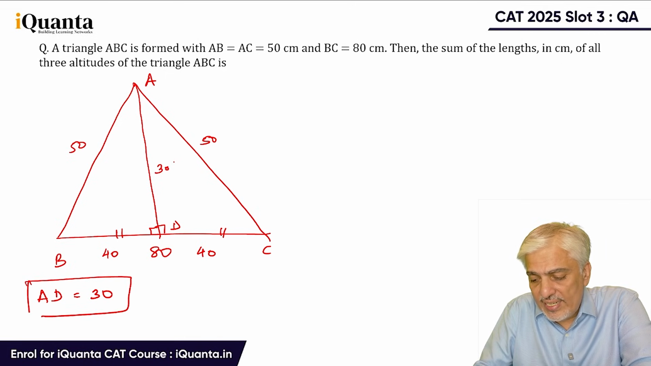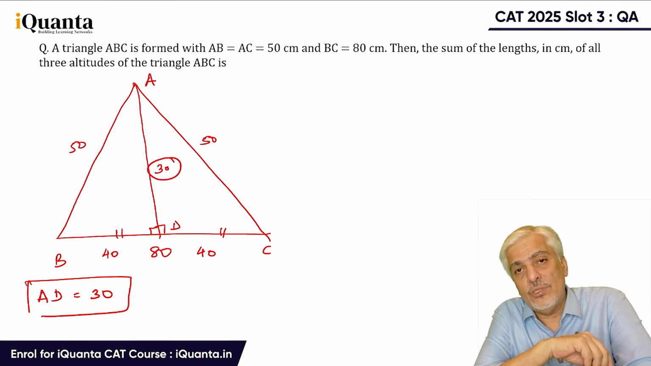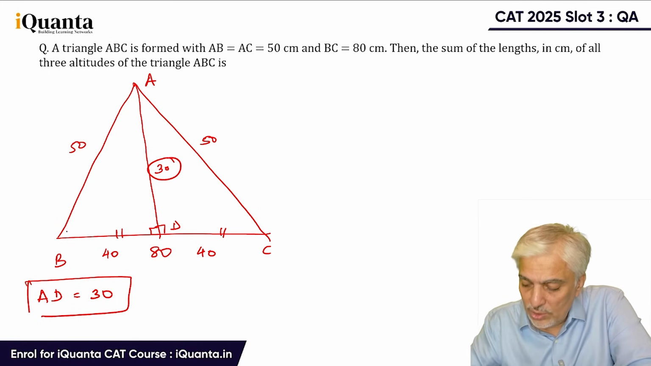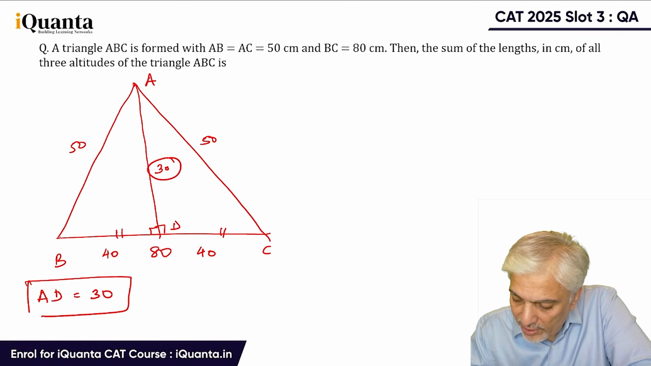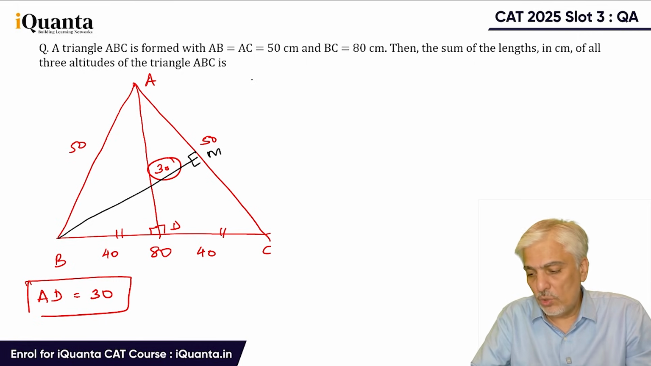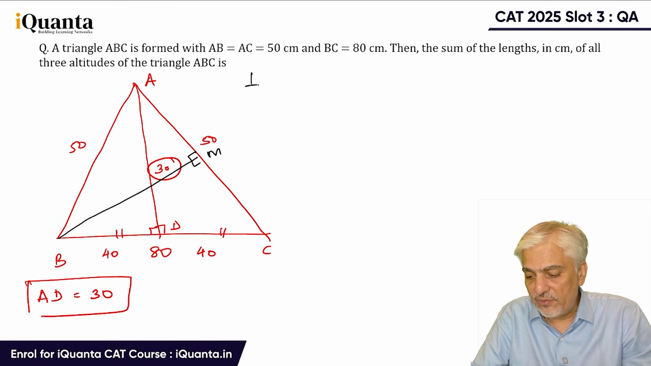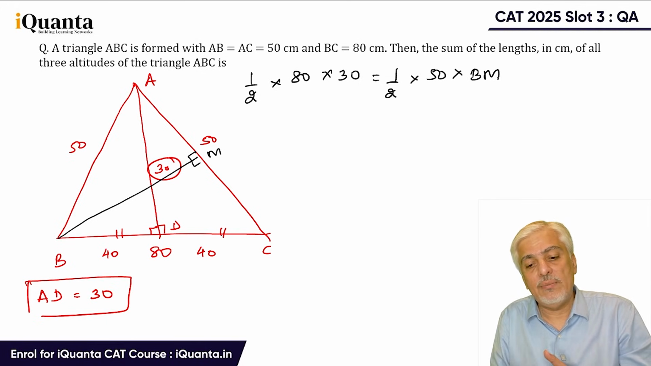Now, since I got AD as 30, I have got one altitude. They want us to find the sum of all three altitudes. Now, I know that if I find one more altitude, it will be the same as the two altitudes will be equal. So let's draw one more altitude, let's call it BM. Now, the area of the triangle is same, right? So if I find area of the triangle by taking half into 80 base and 30 as the height, that same area should come as half into 50 into BM, because area will remain same either way.